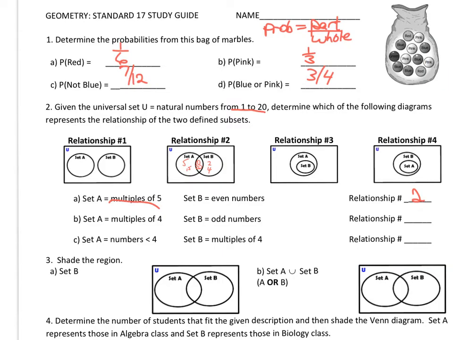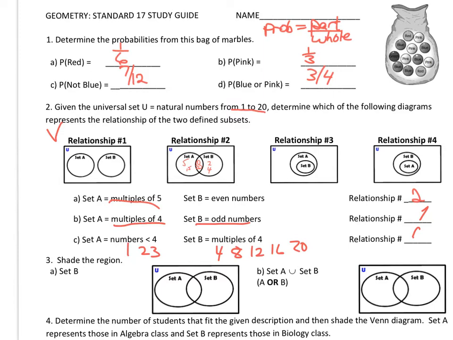For the next problem, comparing multiples of 4 with odd numbers, those are mutually exclusive, so that's relationship number 1. For the second, for part C, we have set A is the numbers less than 4, so that'd be 1, 2, and 3. And then set B is multiples of 4, so that would be 4, 8, 12, 16, and 20. So therefore, those are also mutually exclusive. Those have none in common, so that's relationship 1.